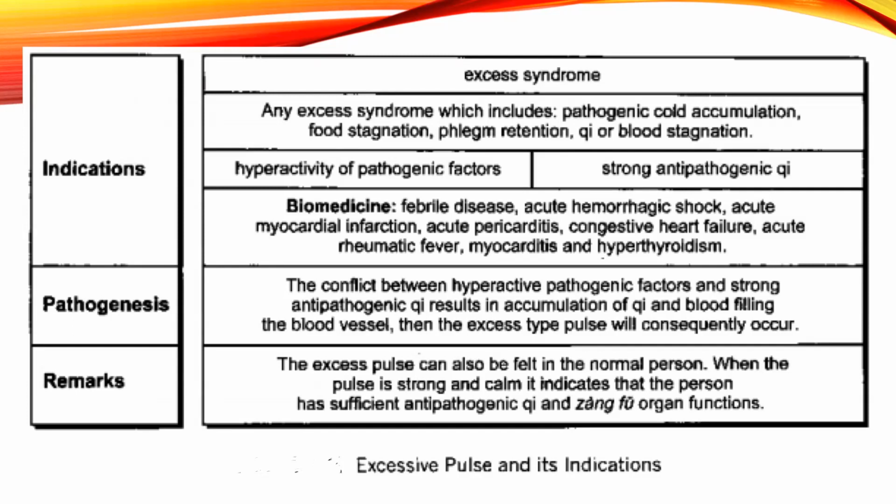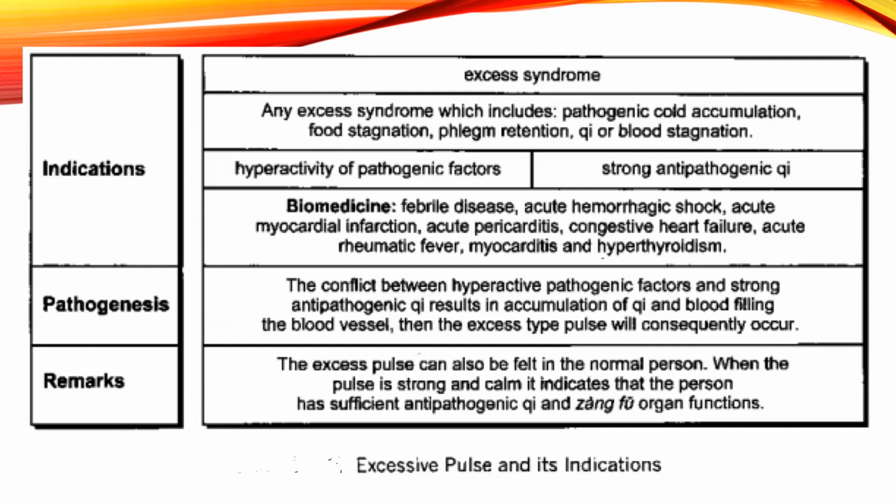So, kung may mga ganyan po yung pumapasok sa katawan natin, excessive pulse po yung nararamdaman. Hyperactivity of pathogenic factors, then strong anti-pathogenic chi. So, ibig sabihin po nun, malakas yung pumapasok na sanhi ng sakit, pero malakas din yung panlaban natin, yung anti-pathogenic chi natin. In biomedicine, yung pag mayroong febrile disease, acute hemorrhagic shock, acute myocardial infarction, acute pericarditis, congestive heart failure, acute rheumatic fever, myocarditis, and hyperthyroidism.